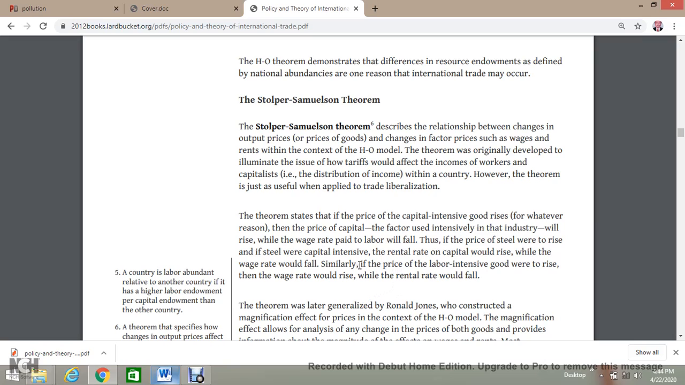Similarly, if a country produces a commodity using labor intensive technology, and the price of these labor intensive goods increases, the laborers engaged in producing these commodities will see their wages increase, while the rent paid to the capital machineries and equipment used would fall. So this is what the Stolper-Samuelson theorem states.